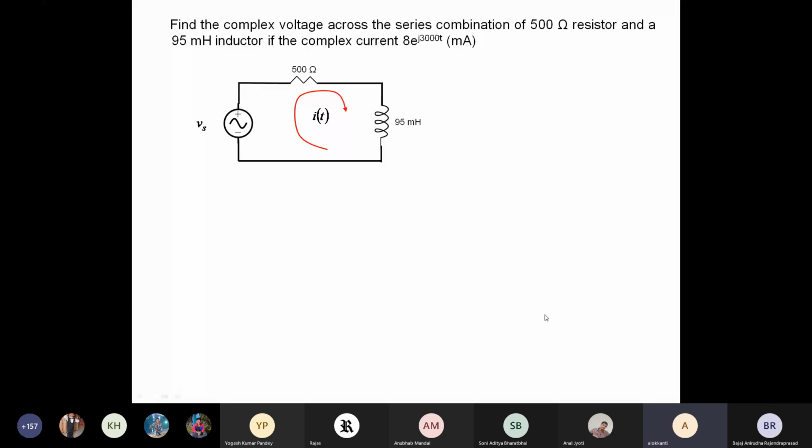Okay, so let us assume some complex voltage. Obviously it will have the same frequency. Vs will be of the form Vm e to the power j (3000 t plus phi). There will be some phi generated because it is an RL circuit. So what is the unknown here? Phi, sir. Only phi. And Vm. Yeah, Vm also. So that is the complex voltage to be found out.